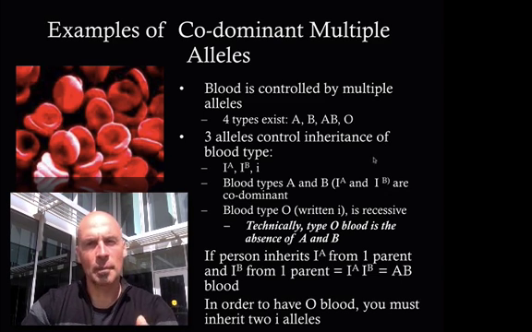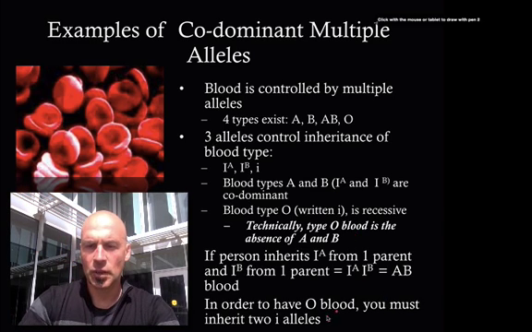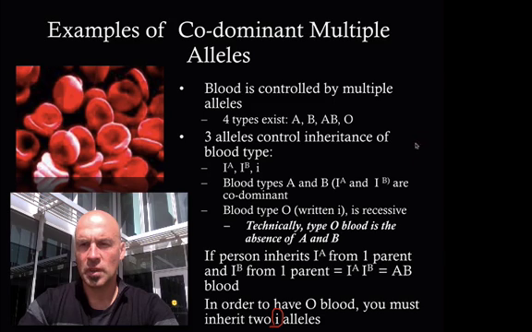All right, so you may be wondering, how do you get type O blood? Well, let me tell you. In order to have type O blood, you must inherit 2 recessive alleles. So type O blood equals 2 recessive alleles.